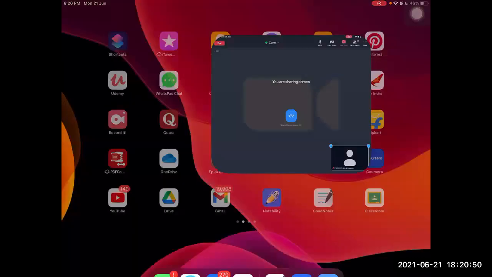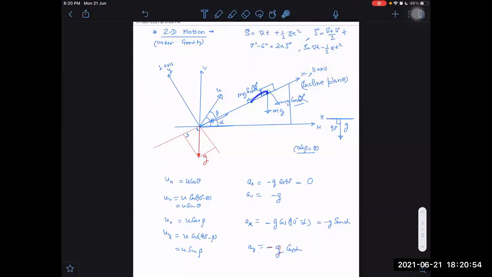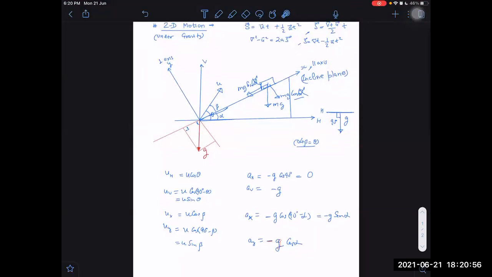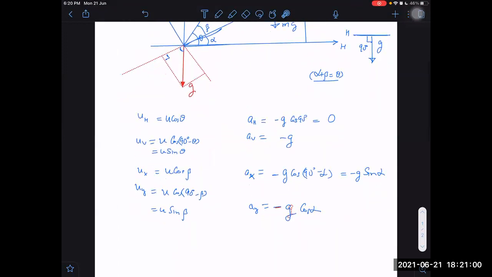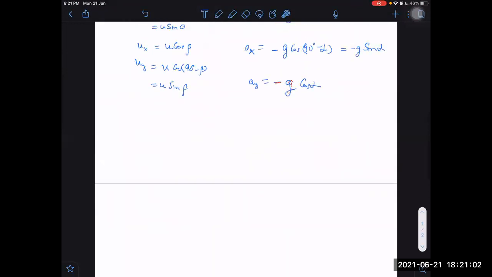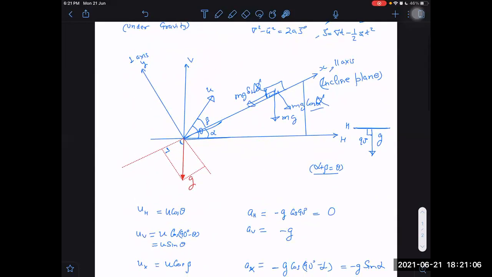So if you recall those components of Mg, then you will be able to do it, right? Is it okay? Understood or not? Yes, sir. Right.